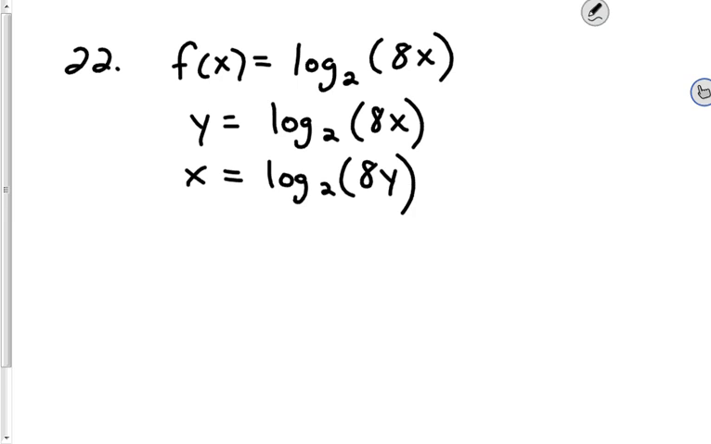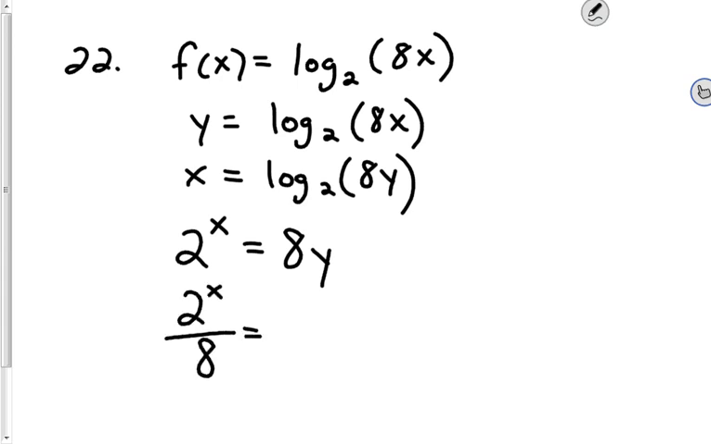And as I just said, that log is already isolated, so we're ready to convert it to an exponential equation. So I'm going to go my base, my exponent, my answer. So I got 2 to the power x equals 8y. Now the only thing left to do to get y by itself is divide both sides by 8. 2 to the power x divided by 8 equals y.